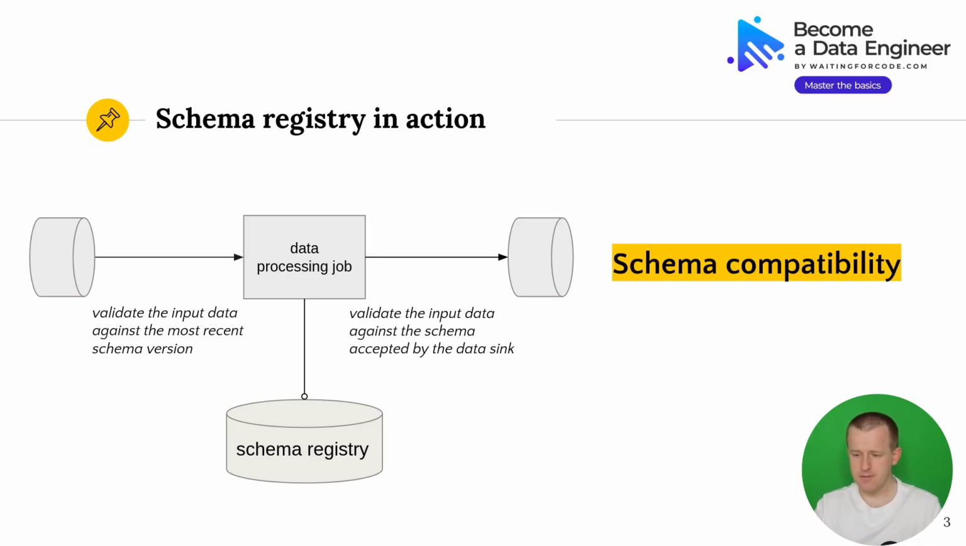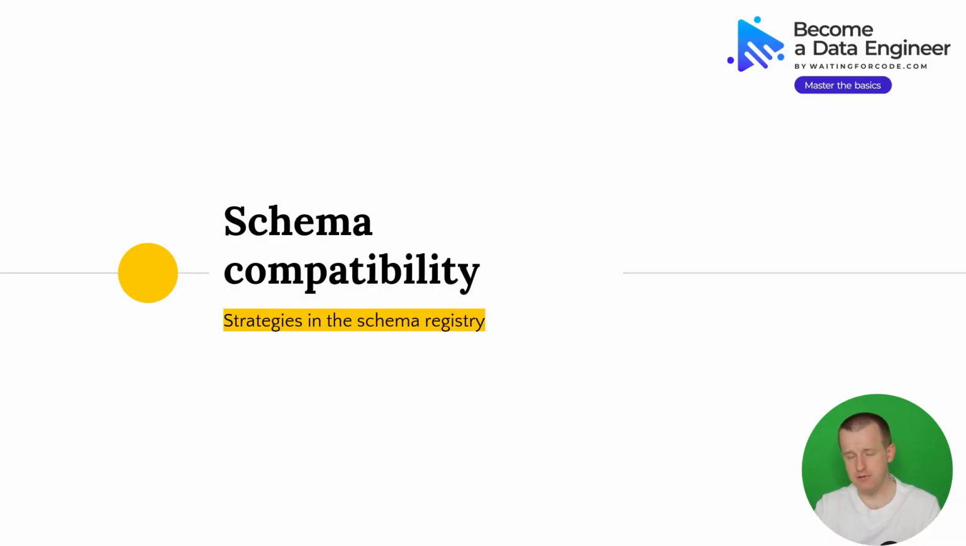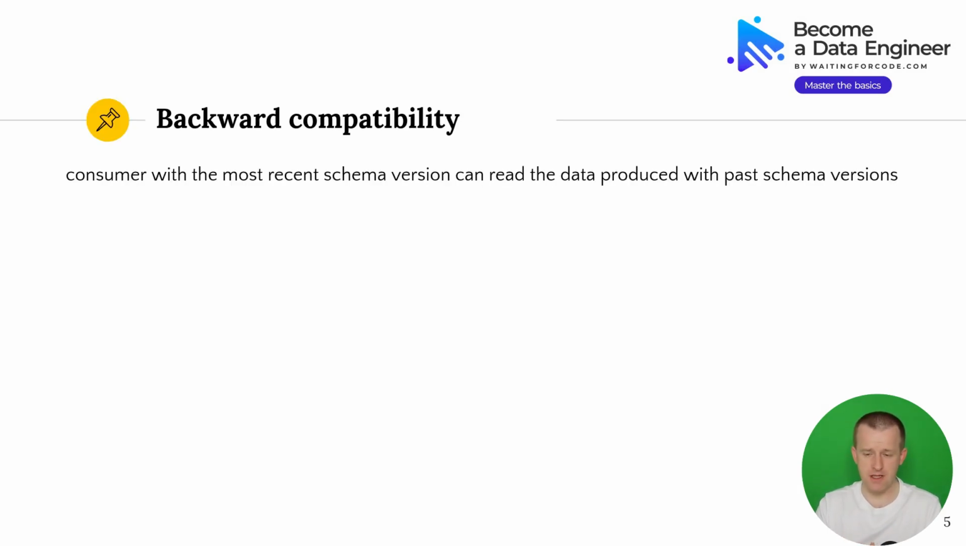And when it comes to the schema compatibility, there are different strategies you can define in schema registry, and the first of them is the backward compatibility, meaning that the consumer with the most recent schema version can still read the data produced with previous schema versions.